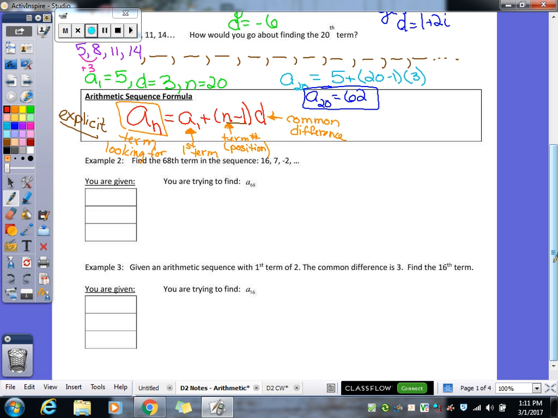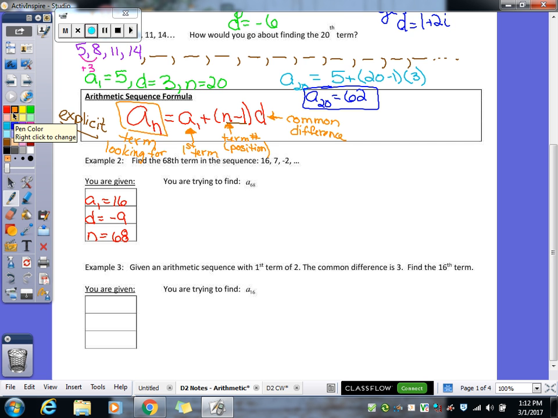Okay, so let's take a look at example 2. We're finding the 68th term in the sequence of 16, 7, negative 2. So let's write what we know. We know our first term is a 16. What would be our common difference here? Negative 9. And which term are we looking for? 68. So our n is going to be a 68.